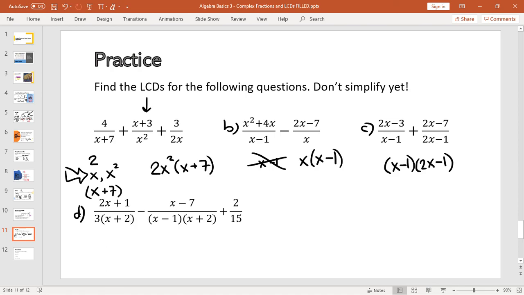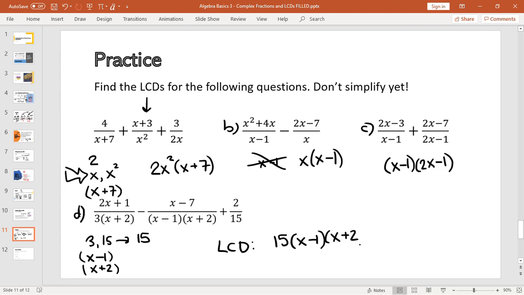And we're going to look at D. So for numbers, we have 3 and 15. So 3 goes into 15, so you don't have to go any higher. And we have binomials, and we have x minus 1. That will have to go in, because it's different than x plus 2. And neither of those binomials are raised to any power, so they'll just go into the power of 1. So my LCD for D is 15, x minus 1, x plus 2.